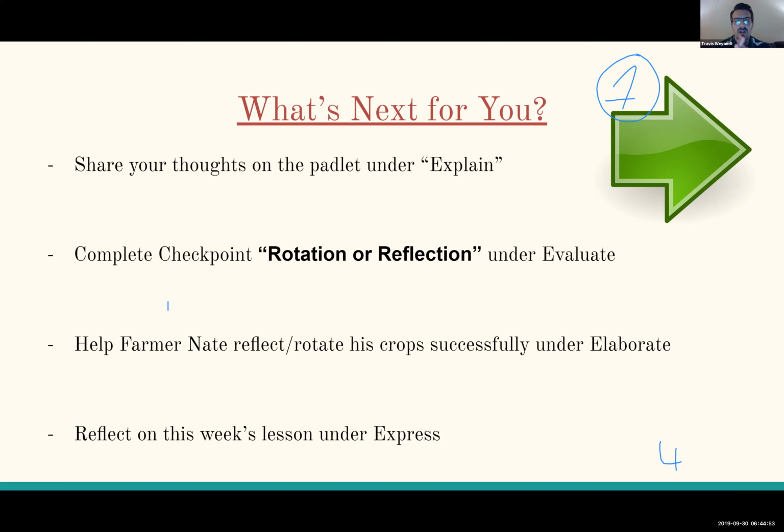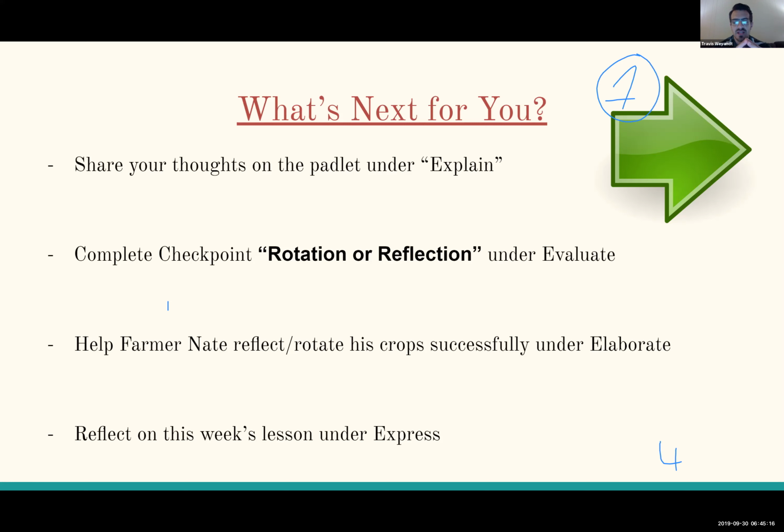So it's a chance for you to apply what you've learned in a real world scenario. So again, farmers sort of use this idea of rotating their crops. They may not necessarily reflect them, but they rotate them, that kind of help their land not dry out so much and help their crops grow successfully. So help Farmer Nate do exactly what he needs to do and make sure that you follow the highlighted directions in your lesson plan.